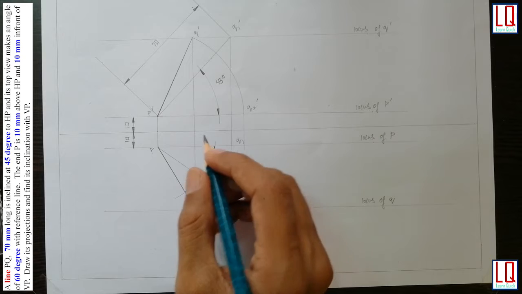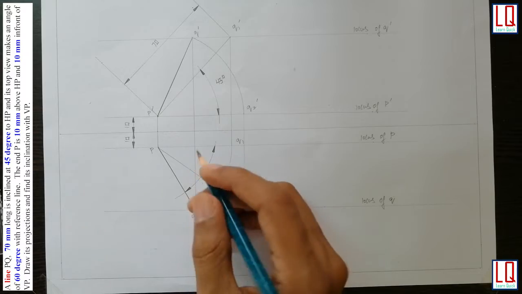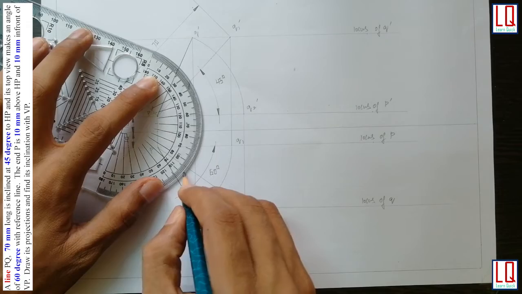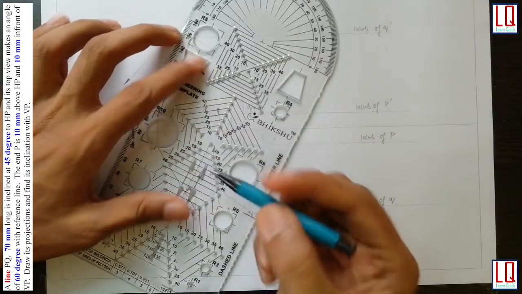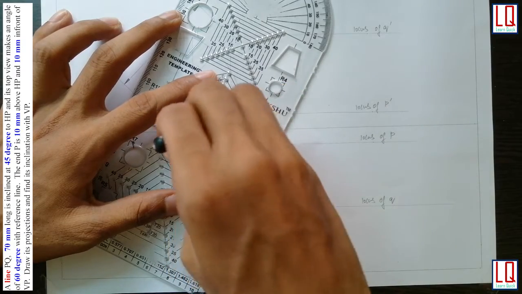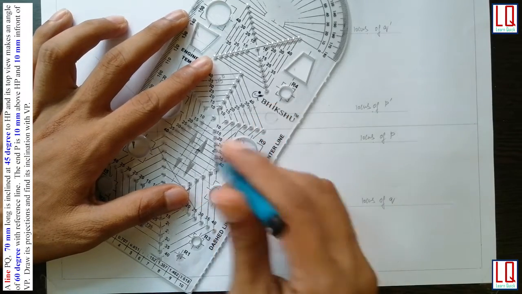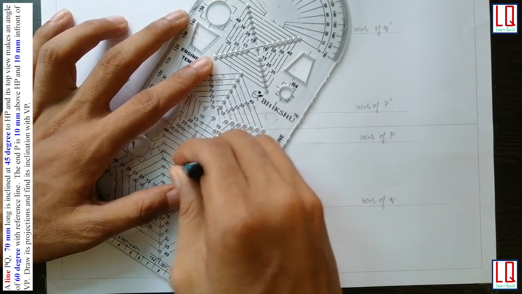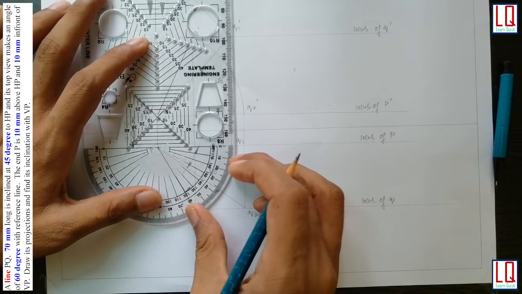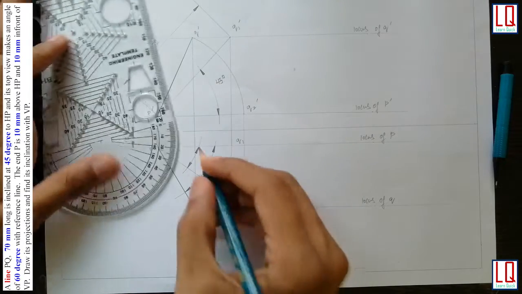So what we have to find is the true inclination with VP. So we have to find this angle. To do that, I am dimensioning this line, and I draw the arrowheads here also. And when I measure the true inclination in top view, that is your true inclination with VP, the angle I got is 36 degree.